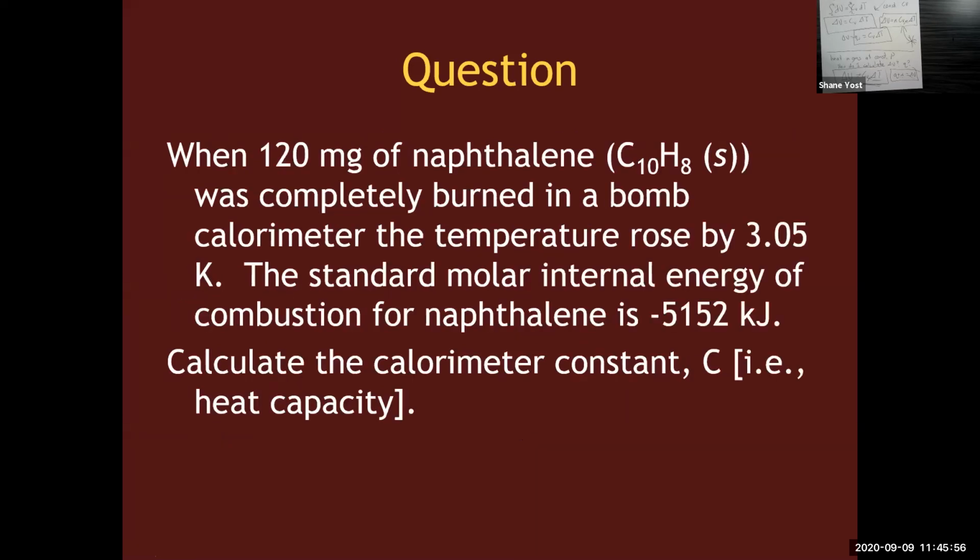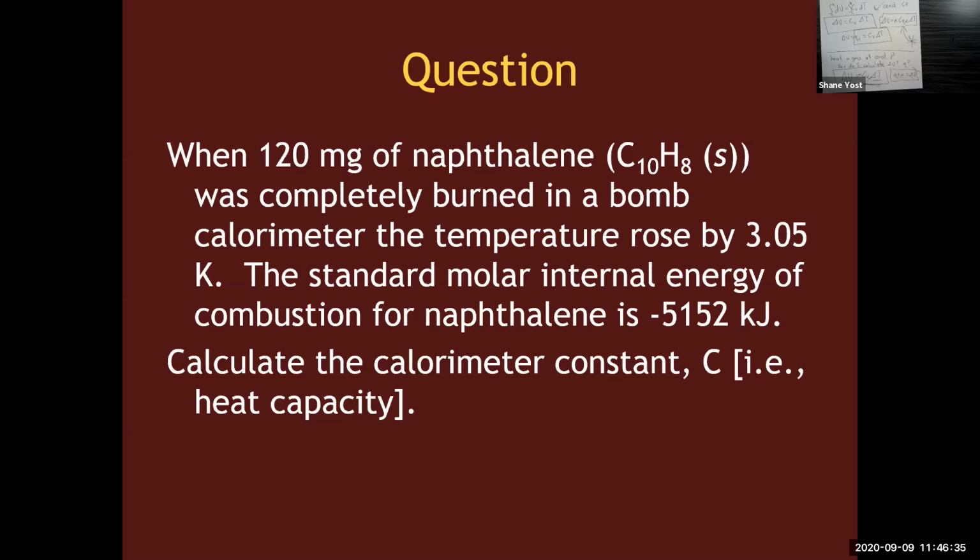All right, so let's do an actual question with some numbers. I have 120 milligrams of naphthalene, and that is burned up in a bomb calorimeter. As a note, a bomb calorimeter is a constant volume calorimeter. We'll talk about constant pressure calorimeters at some point, but if you see the words bomb calorimeter, that means constant volume calorimeter. So everything's done at constant volume conditions in a bomb calorimeter, okay?